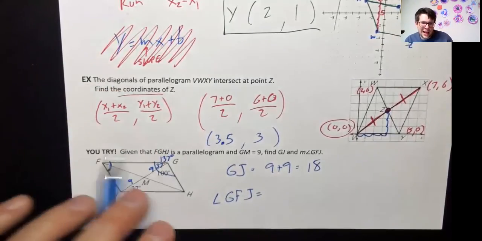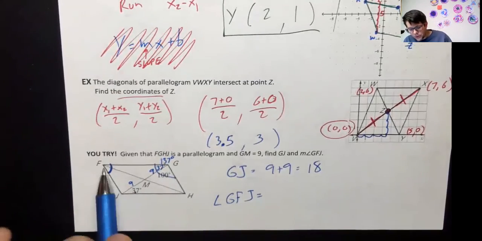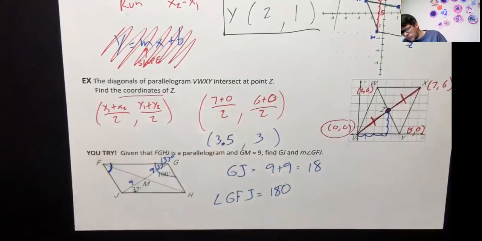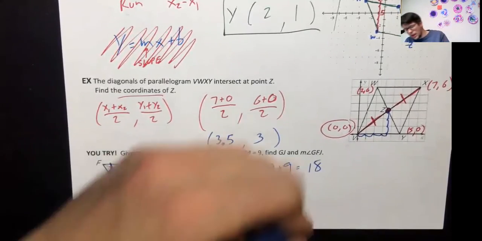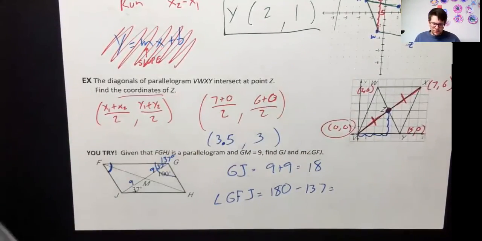Now, it's not the angle that I want. Mine is still sitting right over here. But what can I do with that? Well, I also know that consecutive angles right here are supplementary. So if I want this angle right over here, what I'm going to do is take the 180, which is our magical supplementary number. I'm going to subtract the 137 from it, and that should give me my final answer.